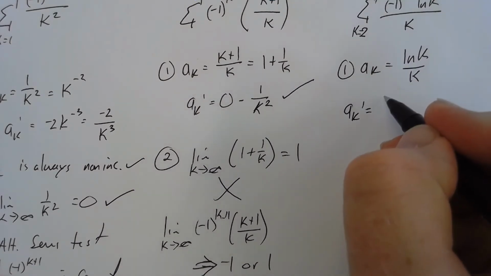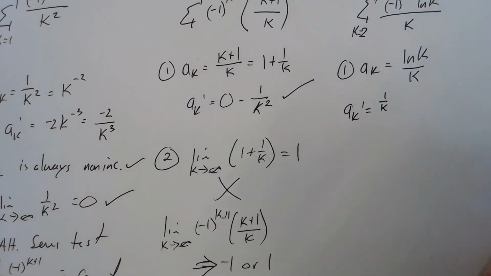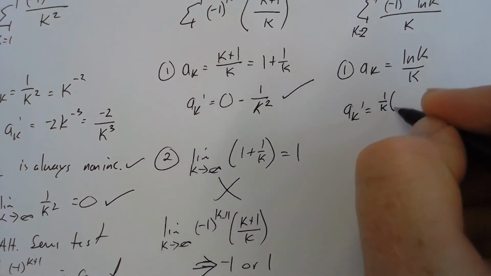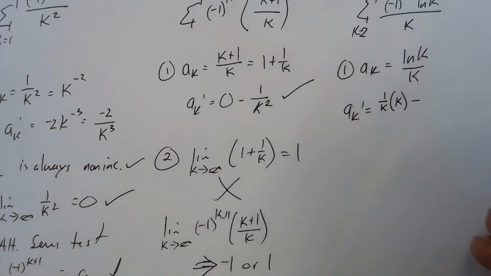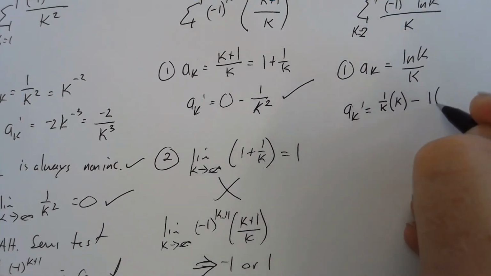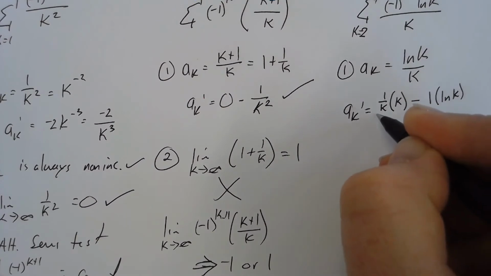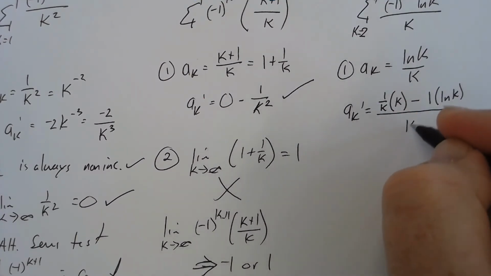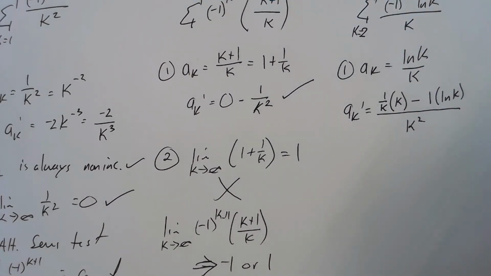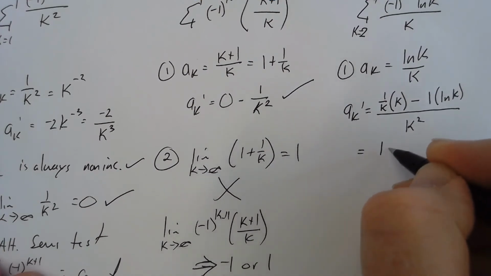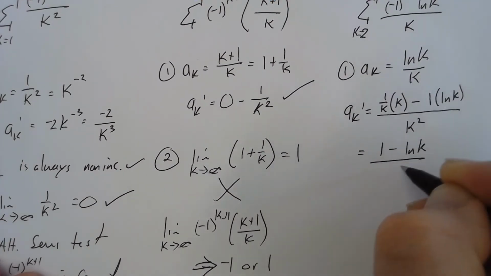So I'm going to take the derivative of the first function, which is natural log of k, so the natural log of k goes to 1 over k, multiplied by the second function unchanged, minus the derivative of the second function, which is 1, times the first function unchanged. This is all divided by the second function squared, or the denominator squared. So in this case, I'm going to have 1 minus the natural log of k all over k squared.